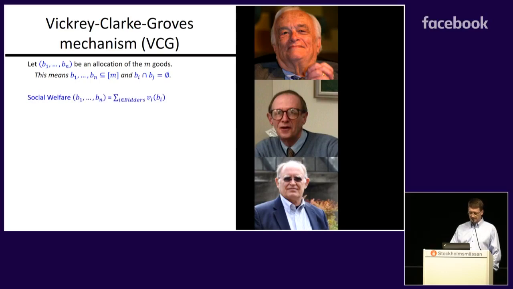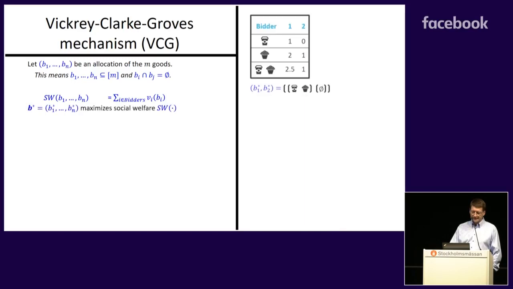The social welfare is the sum of the bidders' values, where each bidder's value is the value the bidder gets for the bundle that they got, so v_i(B_i). And we'll call that SW for short, for social welfare. Then B star, we'll call B star the optimal allocation. So B star is the allocation that maximizes social welfare.